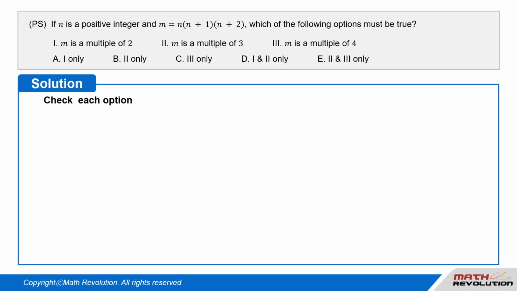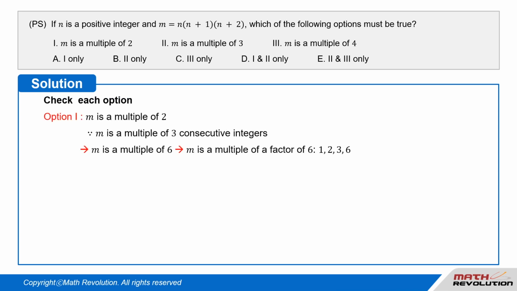Now let us look at each option. Option 1, m is a multiple of 2. As we have seen, if m is a product of 3 consecutive integers, m will be a multiple of 6, and thus m will also be a multiple of a factor of 6. That is, 1, 2, 3, and 6. Thus m will be a multiple of 2. So this option is always true.